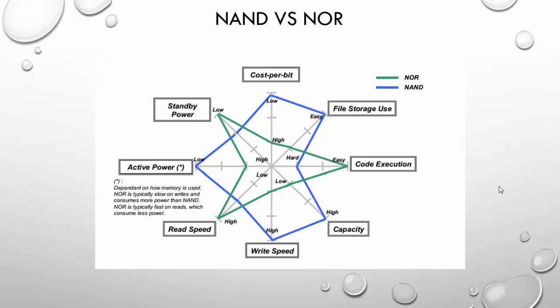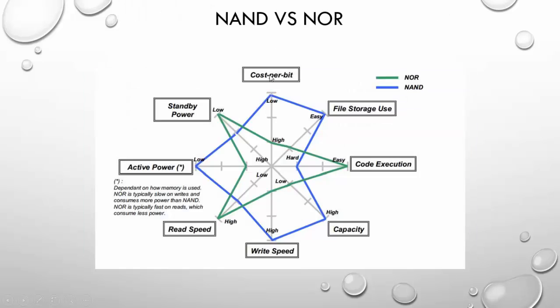And this figure provides a summary of how NAND and NOR flash vary for a number of important design characteristics like capacity, read speed, write speed, active and standby power consumption, cost per bit, and ease of use for file storage and code storage applications. You can see that this blue line is for NAND technology and this green line is for NOR technology.